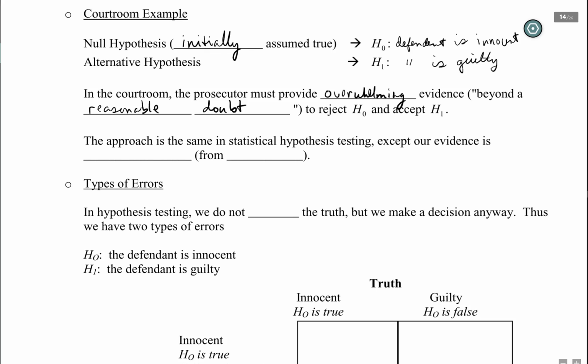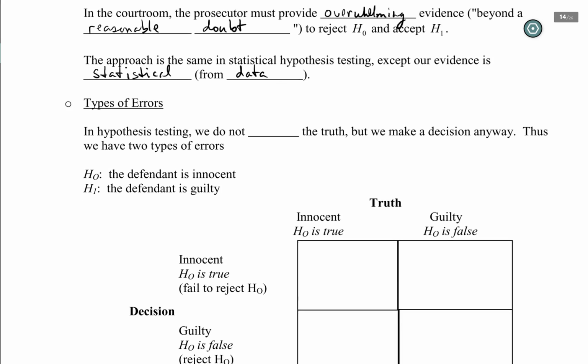fact guilty. Okay. The approach is the same as statistical hypothesis testing, except our evidence is statistical. Okay, so as opposed to fingerprints, DNA evidence, this sort of thing, our evidence is statistical. It is strictly from data. So using the data, we want to say something about hypotheses, the null and alternative hypotheses regarding the parameter of interest.